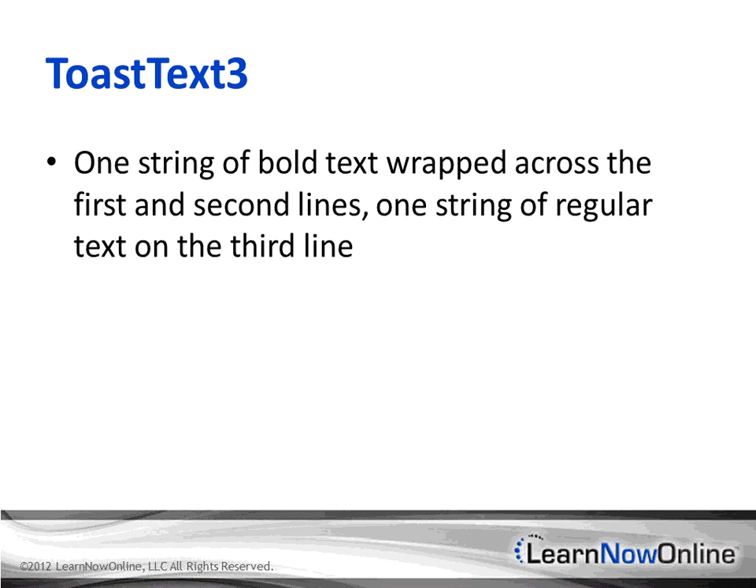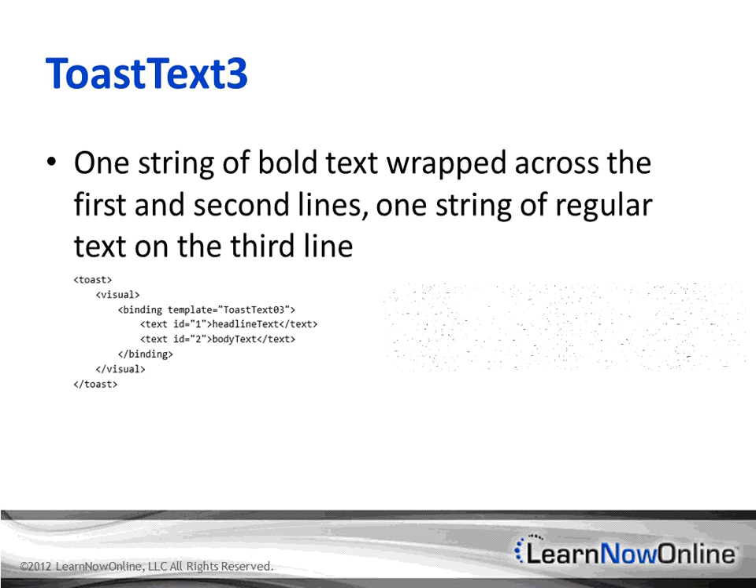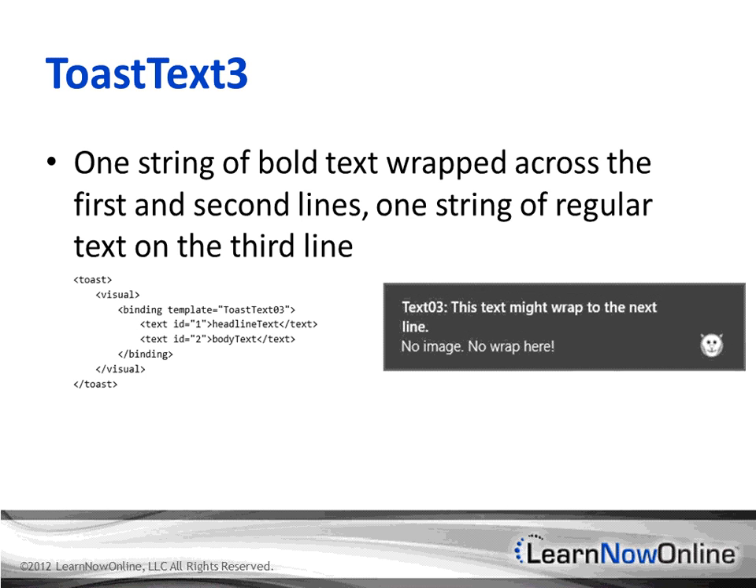Toast text 3 has one string of bold text wrapped across the first and the second lines. As opposed to the previous one, which just had one line of bold text, this one can have 2 lines of bold text with one string of regular text on the third line. Again, we just have text ID 1 and text ID 2 in the XML, but this time you have bold text that can wrap and a third line which is not bold.